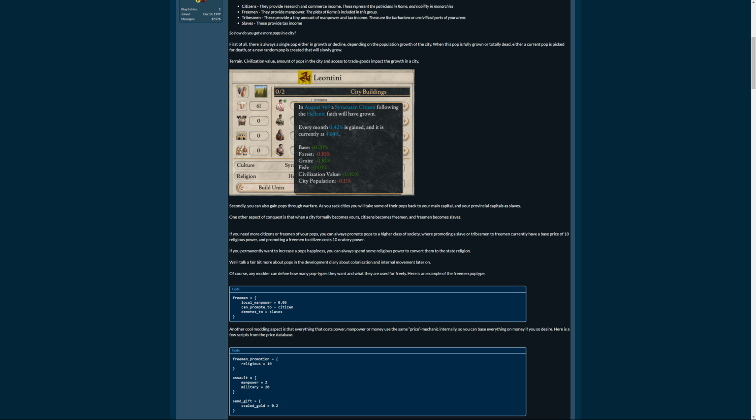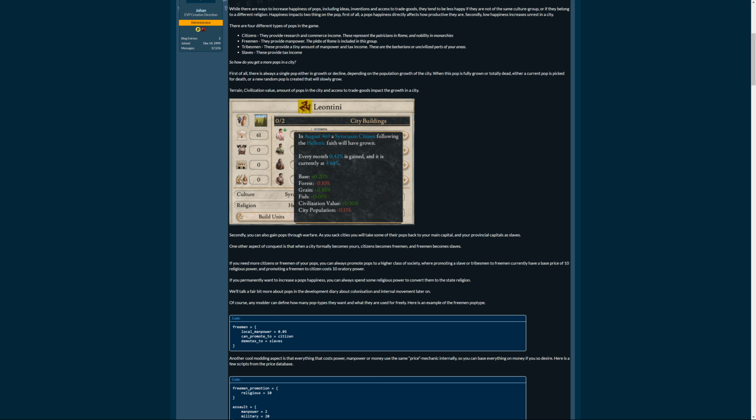Secondly, you can also gain pops through warfare. And that's where probably slaves come in. As you sack cities, you will take some of their pops back to your main capital and your provincial capital as slaves. And can you free them?